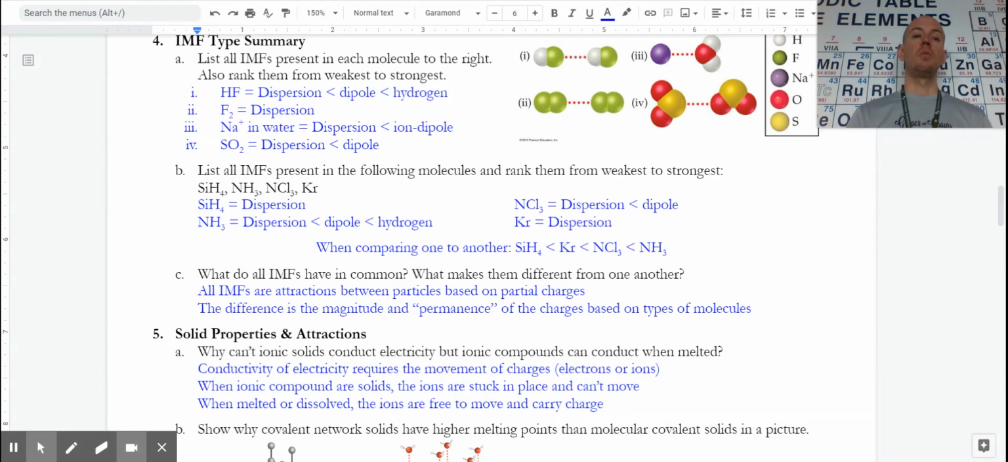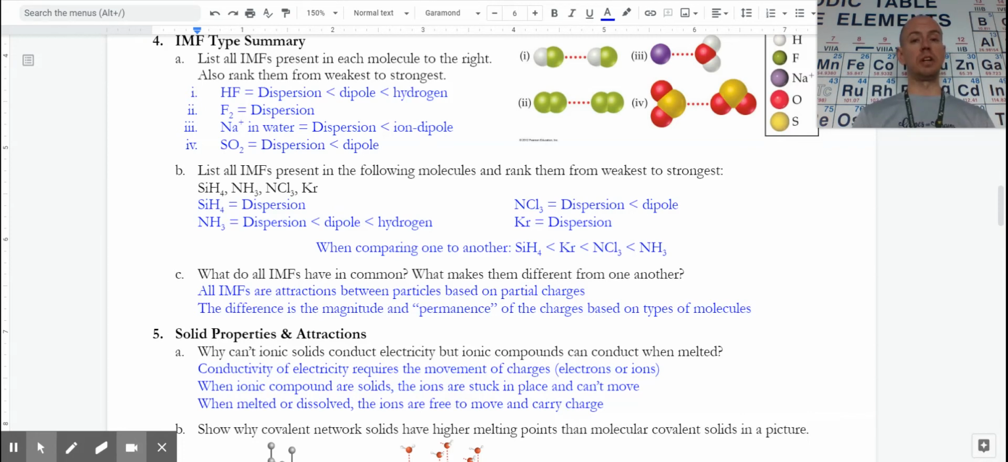In the next, we've got silicon tetrahydride, we have ammonia, we have nitrogen trichloride, and we have the element, atomic krypton. SiH4, if you draw that out, is symmetrical. It is very similar to CH4, and it would be all nonpolar with only dispersion.